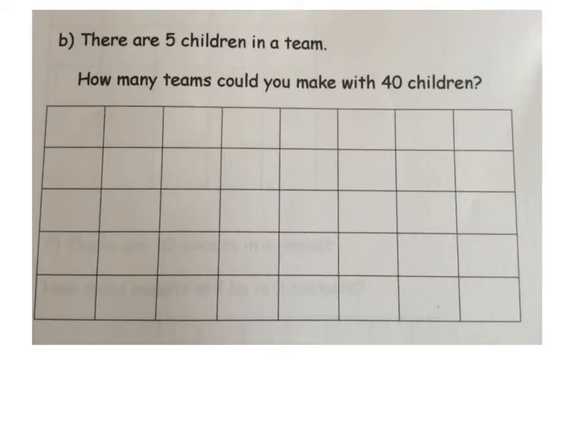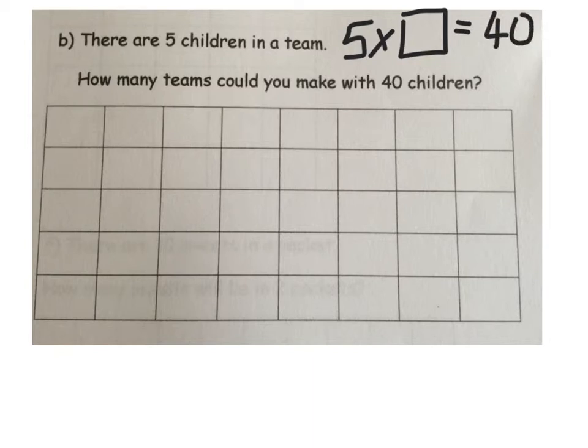Okay, next problem. There are 5 children in a team. How many teams could you make with 40 children? Well, if there are 5 children in a team, how many teams could I make with 40 children? It's a multiplication problem, but it has a division element too. So I've got 40 children, and I'm wondering about groups of 5. How many groups of 5 is that?